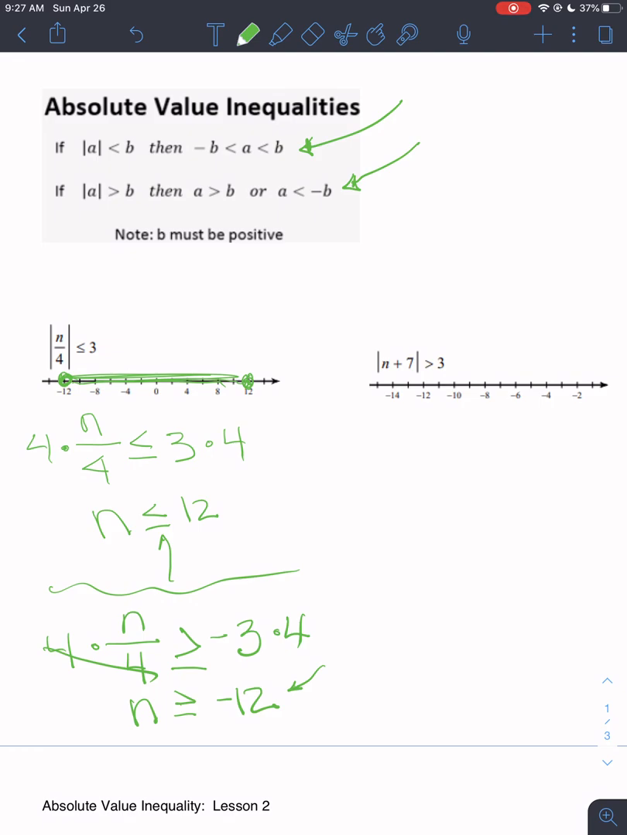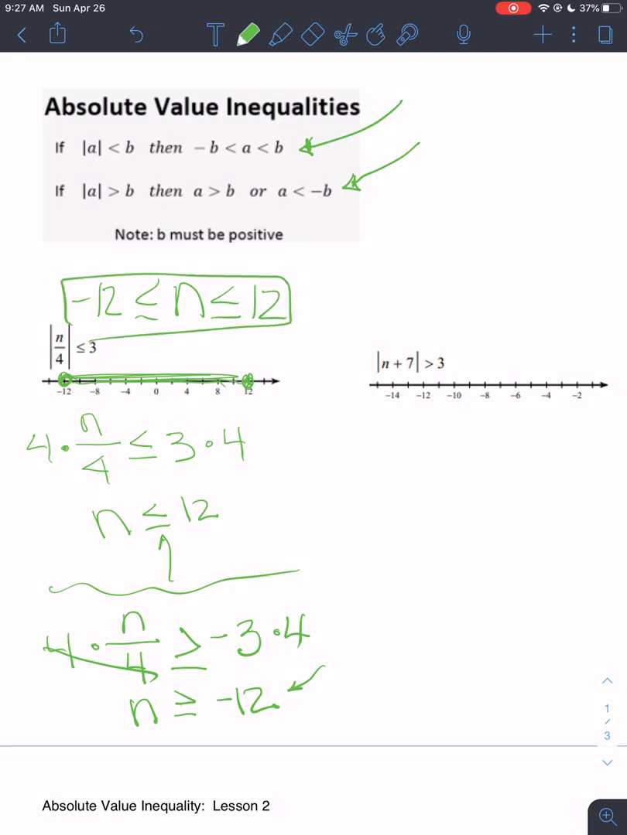If we wanted to write that as one statement, you put n in the middle. You use 2 less than or equal to signs. You put the lower value at the bottom. That's a negative 3. Oops, I'm sorry, a negative 12. At the bottom, and you put the positive 12 at the top.